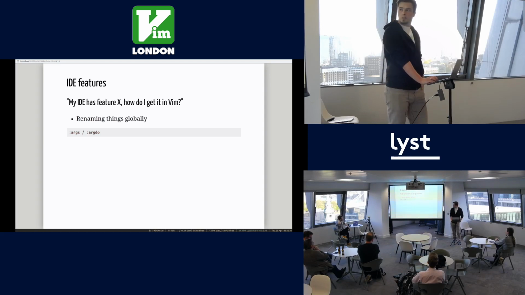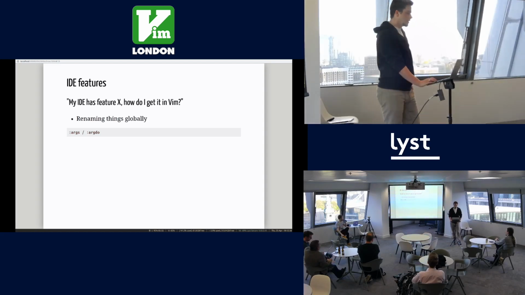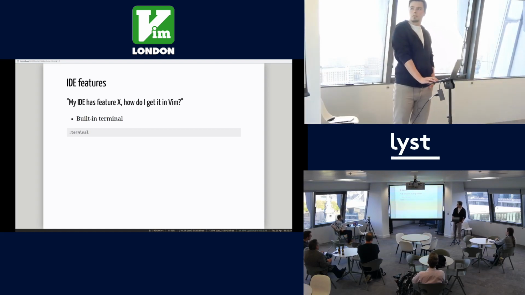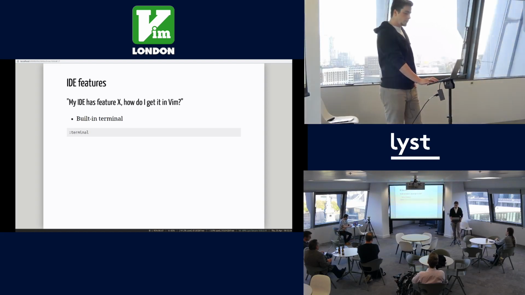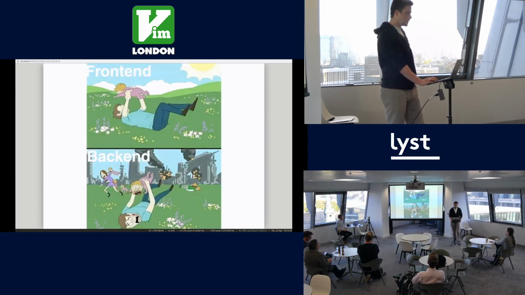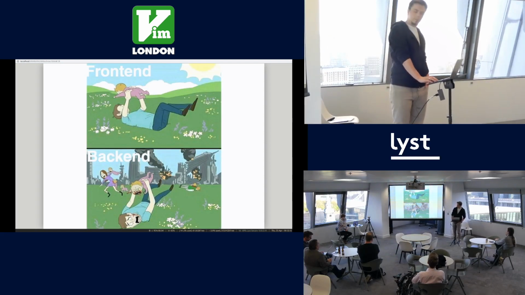Another thing is renaming things globally, which you can do with args and argdo, which sounds simple, but actually you have to use something like that, which might be very confusing, especially for people who just start with Vim. And another one is a built-in terminal that you can start using :terminal. But for example, when you want to copy something from a buffer to terminal, you have to use this. Can also be quite confusing. So Vim has all of these features, but sometimes they are a bit complicated. Could be easier. That's how I see it.